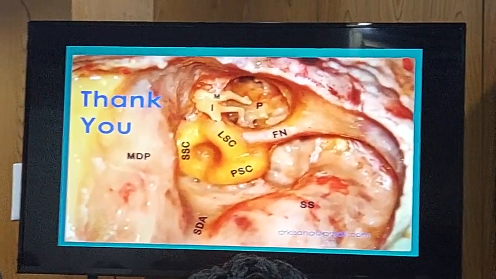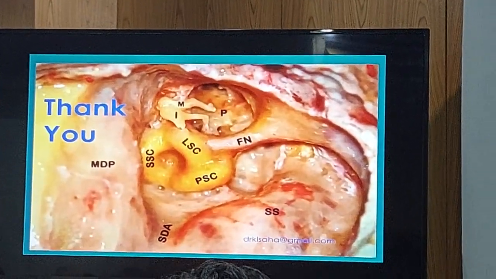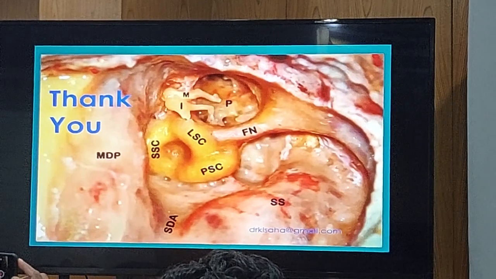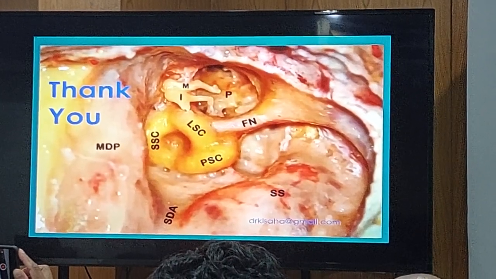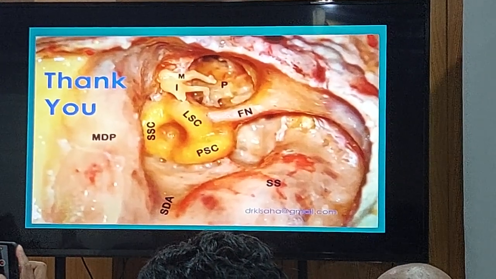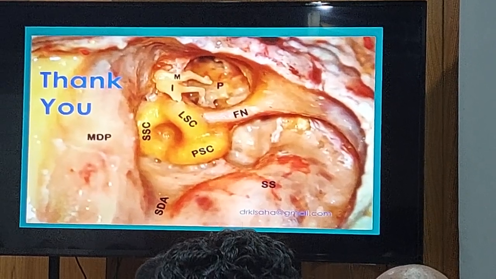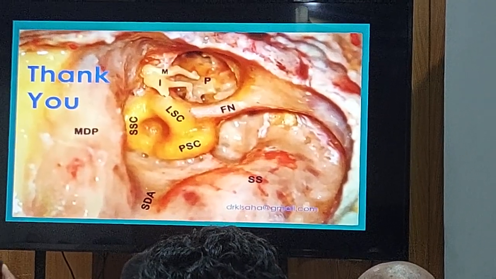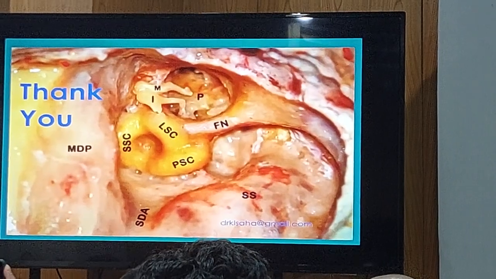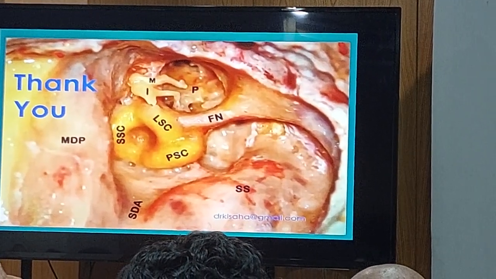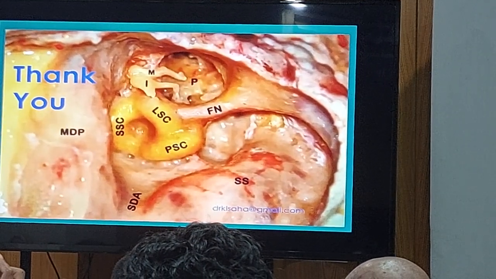This is the picture. If someone can dissect very well in a cadaveric bone, this is the cadaveric bone, this is not live surgery, and you can achieve this. You can demonstrate, and you can find out everything like this. This is the beauty of the temporal bone dissection. Thank you again for your patient hearing.